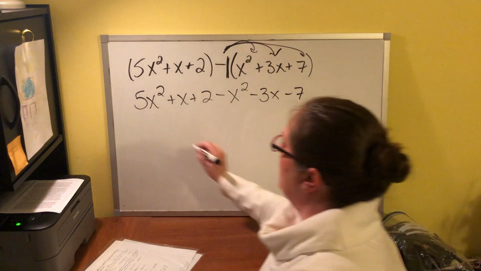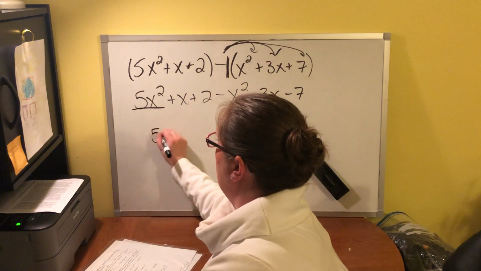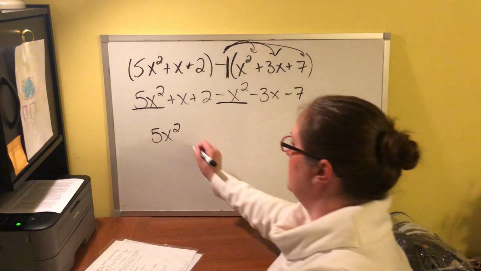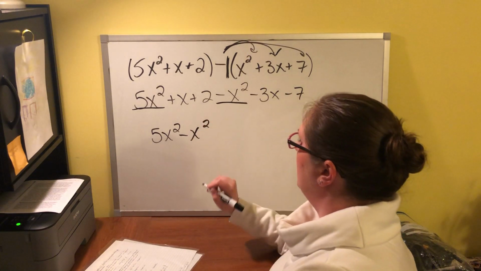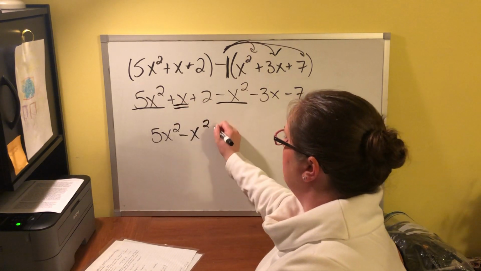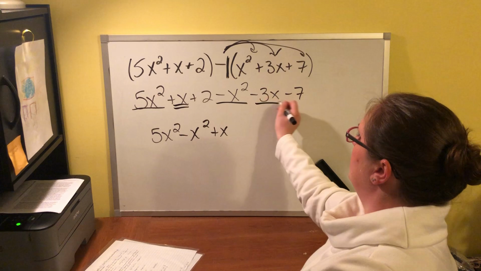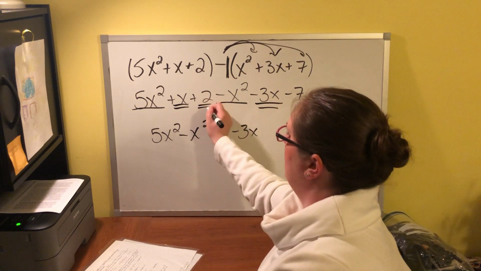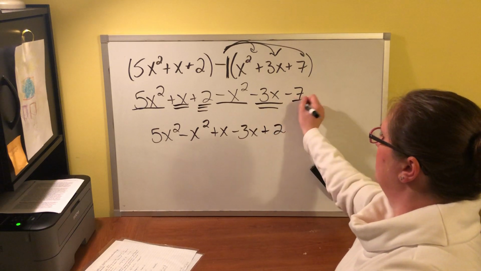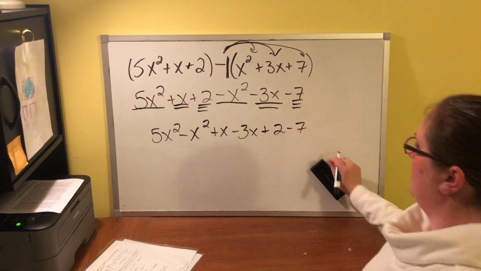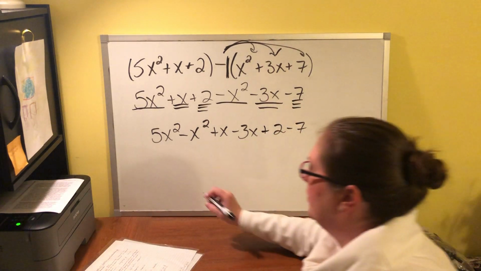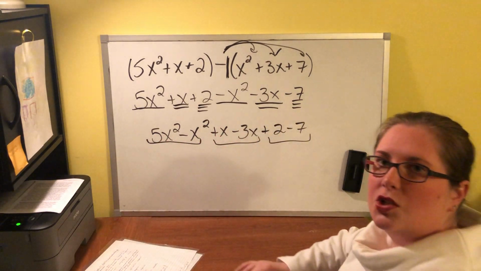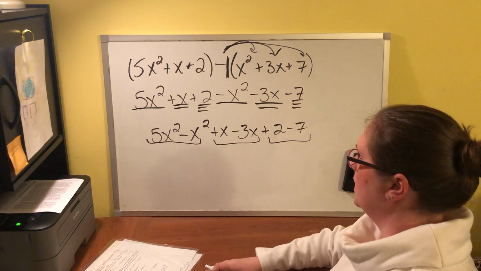All right? So I'm going to start here. I have a 5x squared. Let's see if I have another x squared. Oh, I do. And it's a negative x squared. Next, I have a plus x. Let's see if I have another x. I do. It's a negative 3x. I have a plus 2. I also have a minus 7. Okay? So now I have them grouped. You don't have to do it this way. It's just if you visually need to do it this way, that's fine.